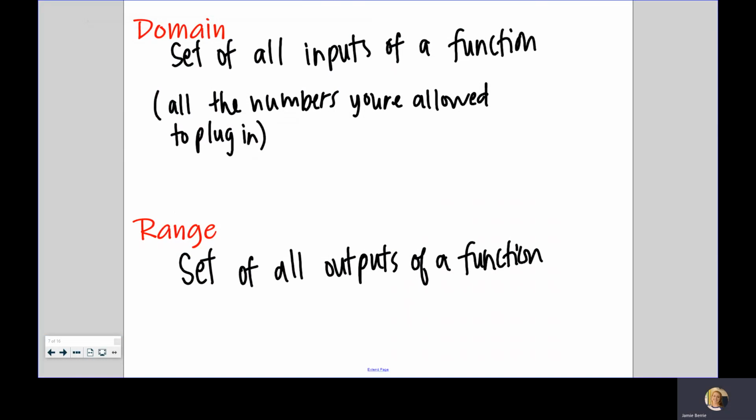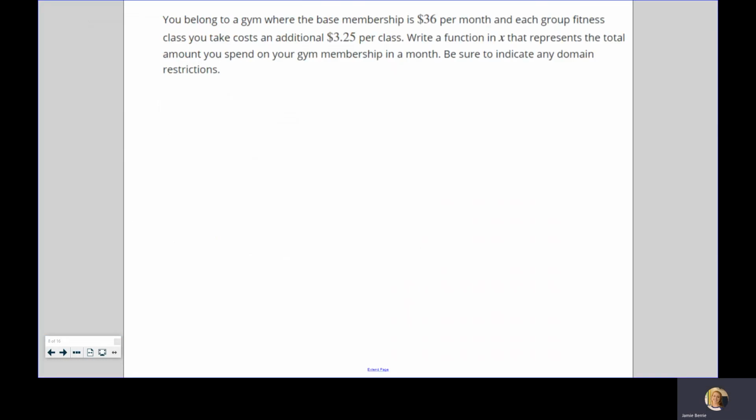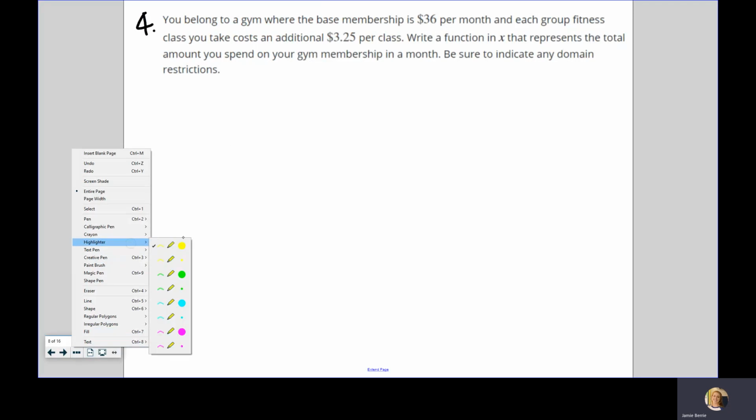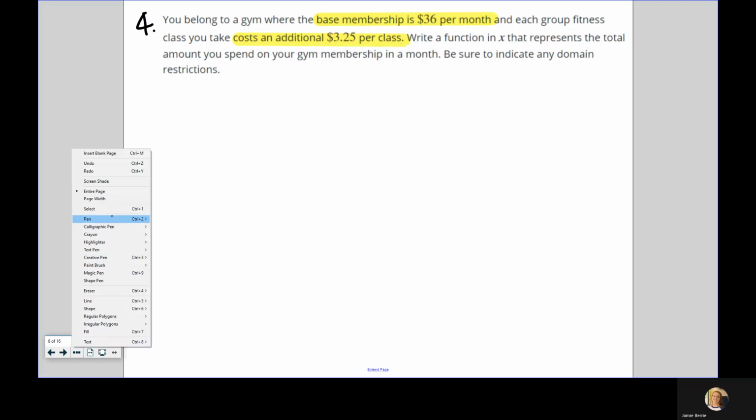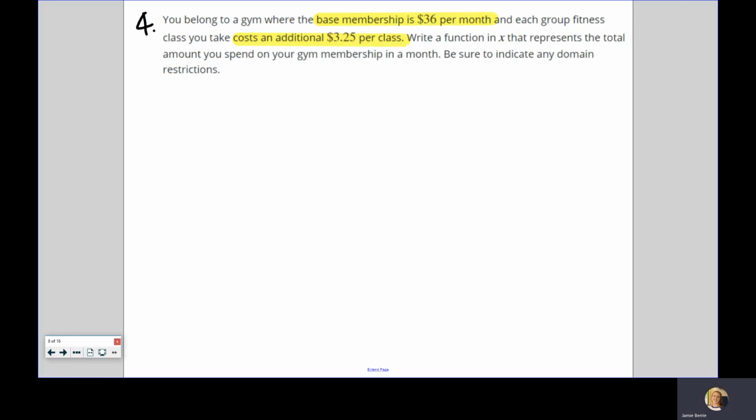All right, so let's look at the example from the homework that involves the domain. There's no examples that involve the range on the homework. All right, so this is, I think, number 4. Let me check. Yeah, this is number 4. It says you belong to a gym where the base membership is $36 a month, and then each group fitness class you take costs an additional $3.25 per class. Write a function in x that represents the total amount that you spend on your gym membership in a month. And then the last part says, be sure to indicate any domain restrictions.